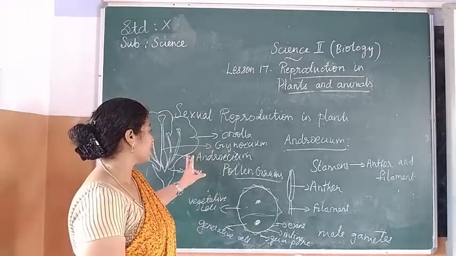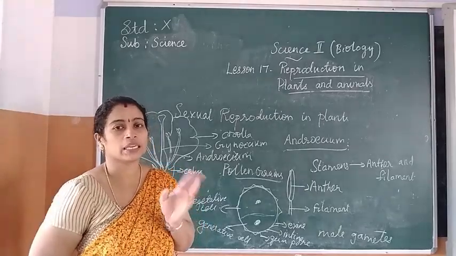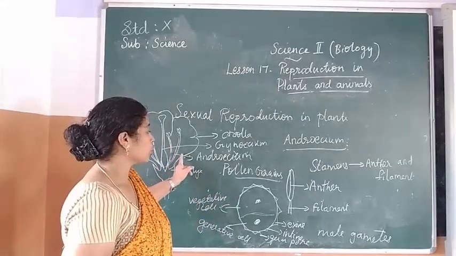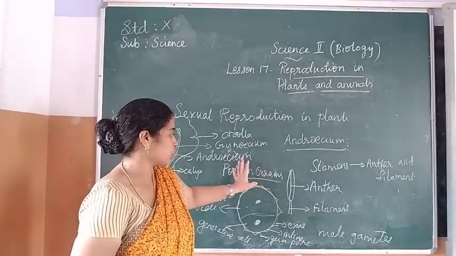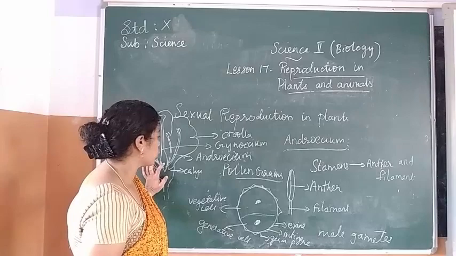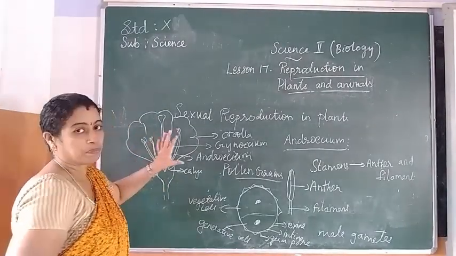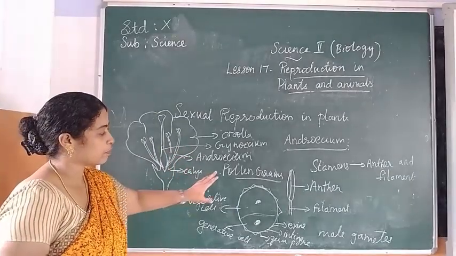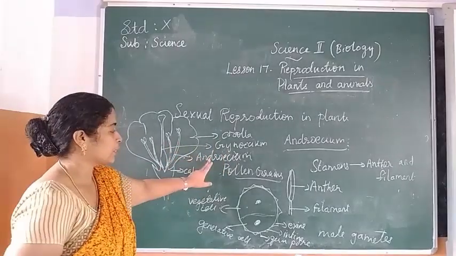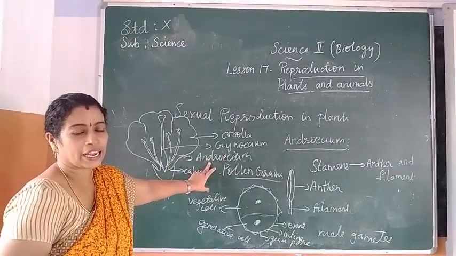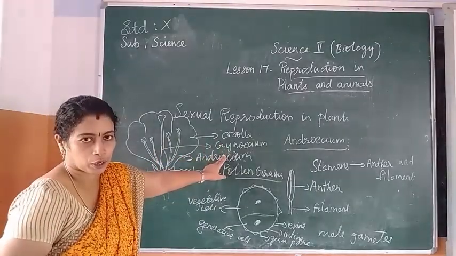The next part consists of two essential parts, the male reproductive part and the female reproductive part. The male reproductive part is known as the androecium, or stamens. The female reproductive part is the gynoecium, also known as the pistil. Remember that androecium is the male part of the flower, and gynoecium is the female part.